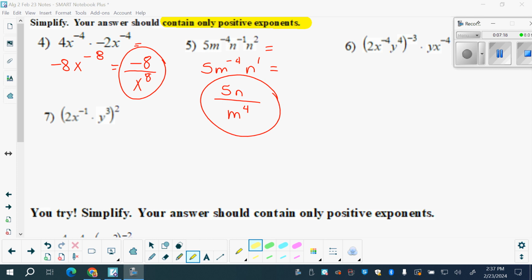Okay, so on number 6, we have an exponent to an exponent. So what do we do when we're taking an exponent to an exponent? When we're multiplying, we add exponents, but when we're taking an exponent to an exponent, what do we do with those exponents? Multiply them. So easy to forget. Don't forget the 2 to the -3. So 2 to the -3, and then this would be -4 times -3, which is 12. And then 4 times -3, which is -12.